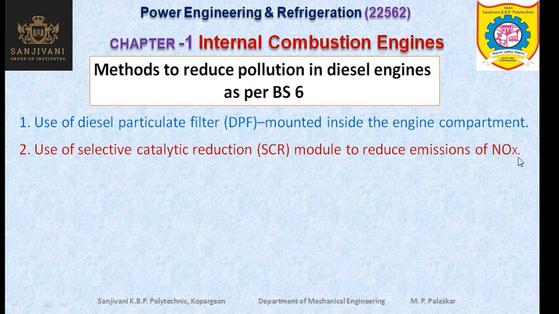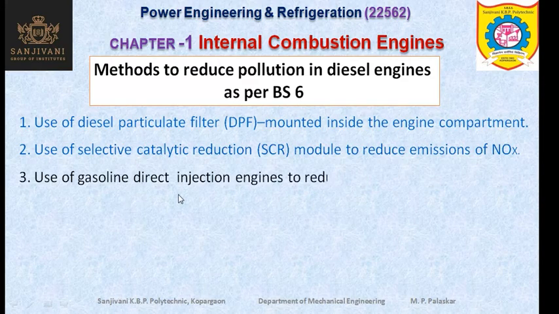reduce the emissions of NOx. That means these nitrogen oxides are converted into nitrogen and oxygen. Nitrogen oxide is converted into nitrogen and oxygen, so that the nitrogen oxide emissions can be reduced by the reduction process and by using the selective catalytic reduction. So a catalyst is used to speed up the reaction of reduction, and thus we can reduce the emissions of nitrogen oxides.